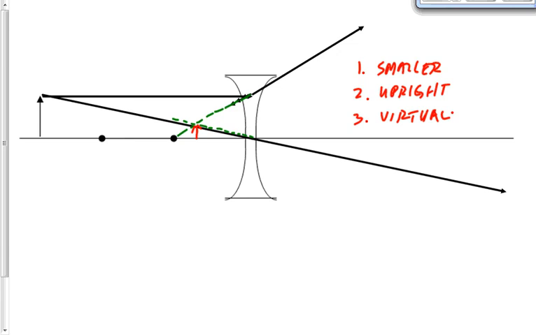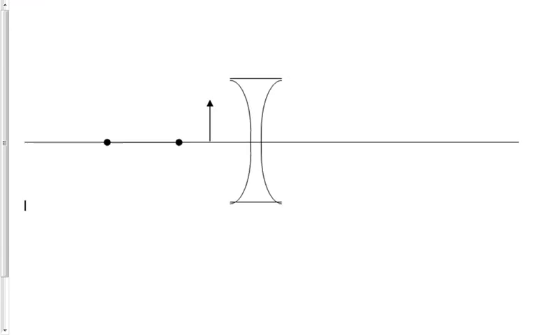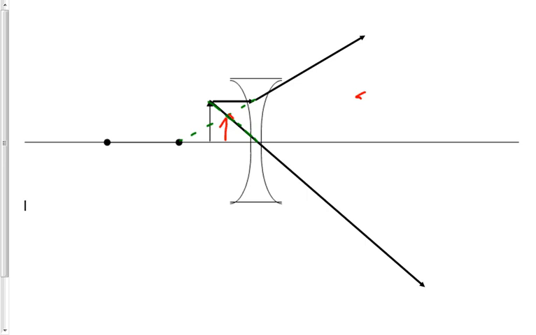Let's draw the next extreme. We drew it when it was really far away from the lens. Let's draw when it's really close to the lens. First ray, parallel to the principal axis, away from the focal point, down through the optical center. Extend those back. We can extend this back if we want, but in the end, we know it's going to be 2 dotted lines that intersect. Smaller, it's going to be upright, and it's going to be virtual. Same as it was for the last diagram we drew.